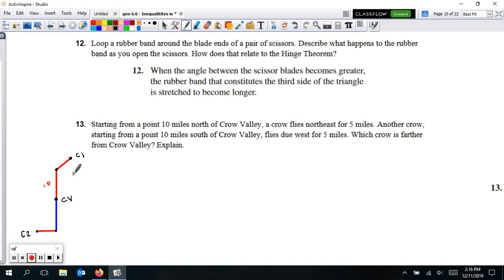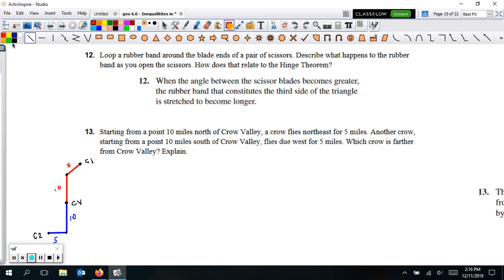Which crow is further from Crow Valley? Because of the Hinge theorem, and I should label these here. I didn't do that. So this was 5, and down here I'm going to change the color of this one to blue, and this is 10 as well. So these two sides are congruent. This is 5 also, so these two sides are congruent. And then if I attach another line here, in a different color.